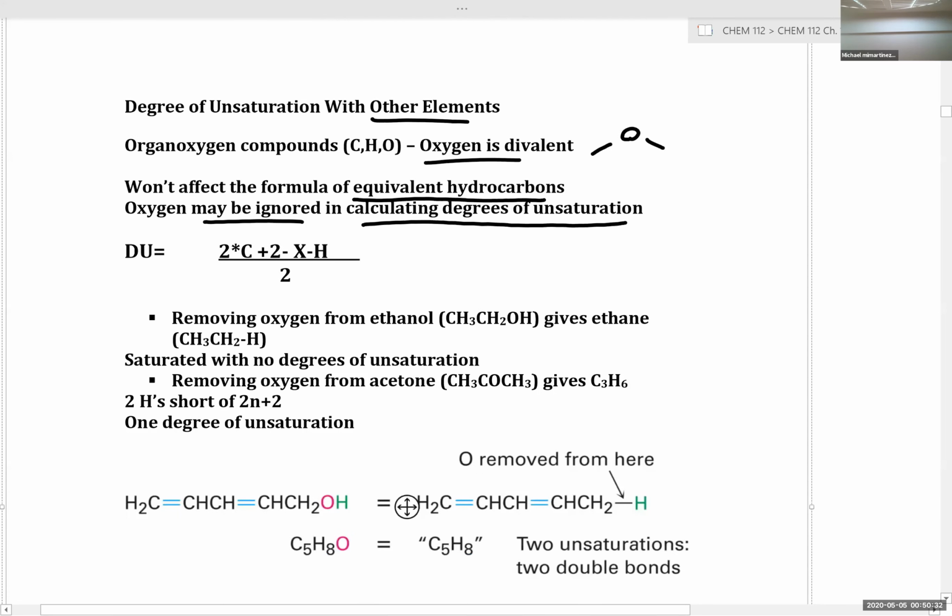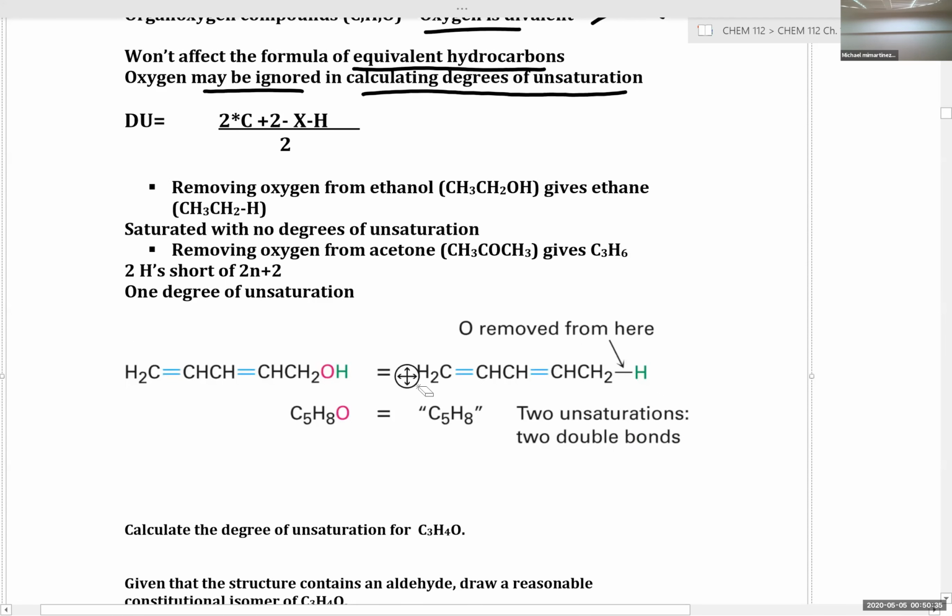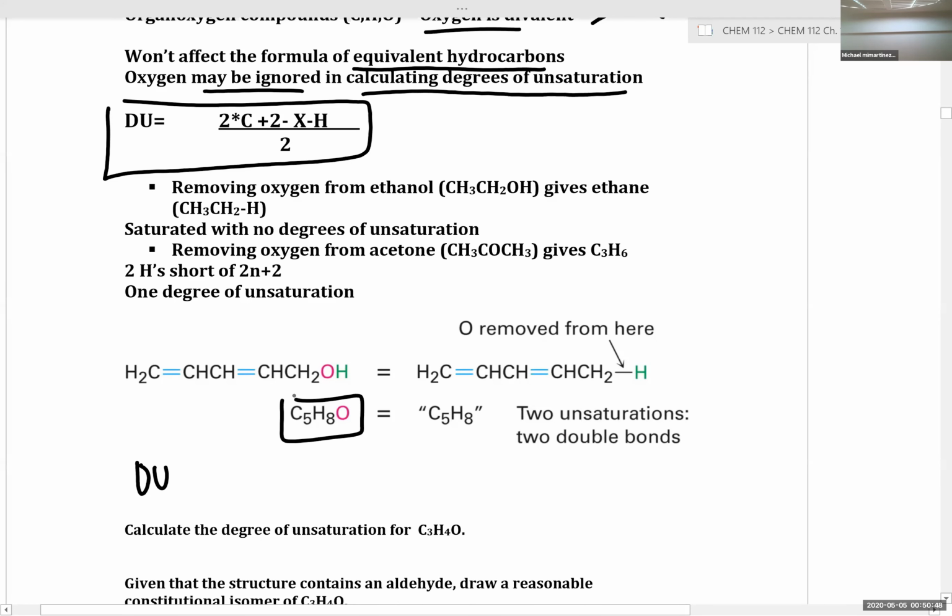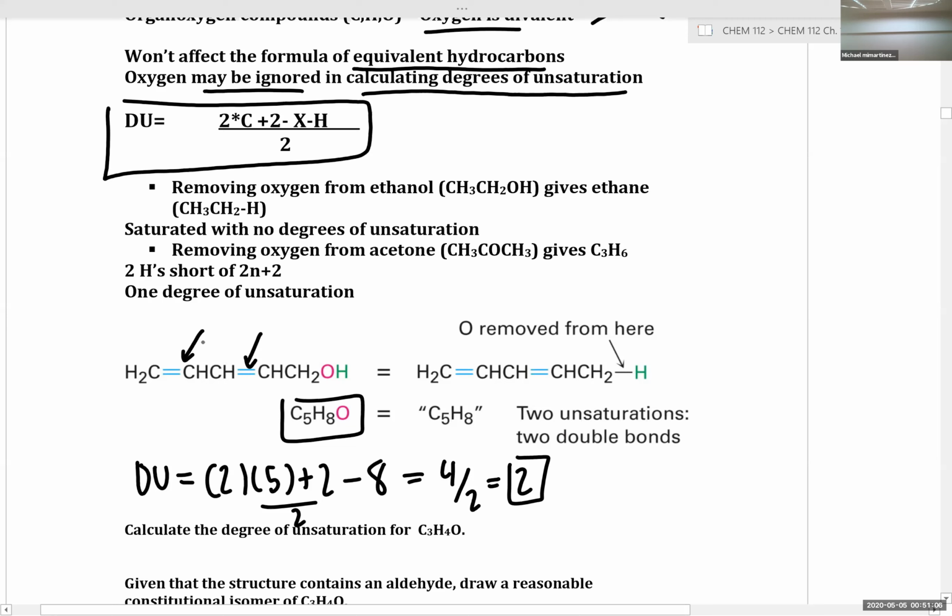So let's look at an example. Notice how in our modified DU formula, we don't care about the number of oxygen atoms when calculating DU. So to calculate the DU, for example, for C5H8O, our DU would be 2 times 5 plus 2 minus our number of hydrogens, which is 8, divided by 2. So this gives us 4 over 2, which gives us 2. And as we can see, how many alkenes do we have?